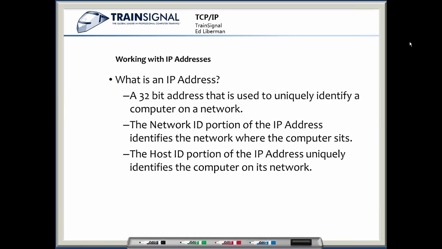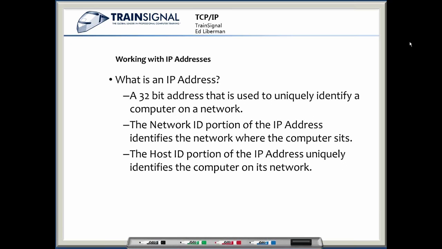All right, so when it comes to working with IP addresses, we need to start off and ask the question, what exactly is an IP address? Right? Heard of this thing. People talk about it all the time. IP address. What's your IP address? Go to that IP address, right? We keep hearing that. What is it?